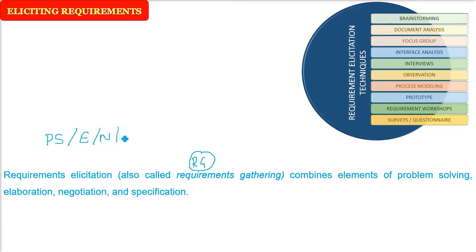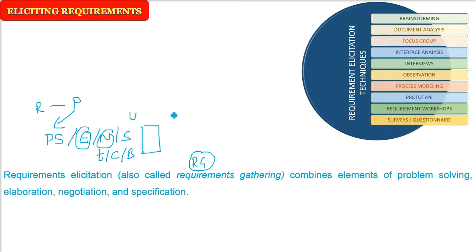For that we have problem solving, elaboration, negotiation, specification. Because when you understand the requirement, you understand the problem. Then you have to solve that problem. Then you have to elaborate the problem more to understand the insights. Then for the time, cost and budget, you need to negotiate. And then finally, both parties agree on a specification in a certain written document.